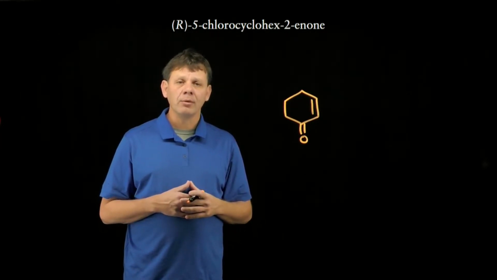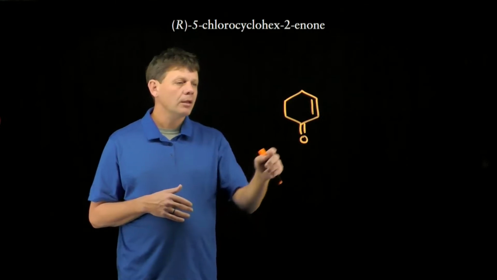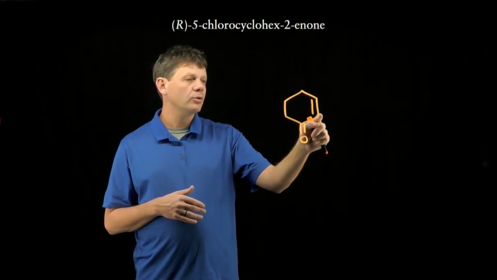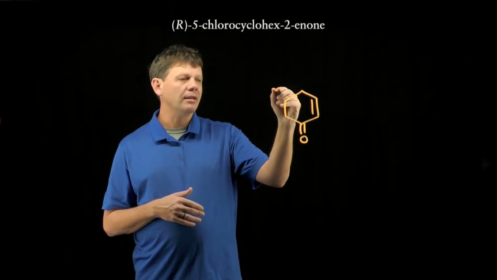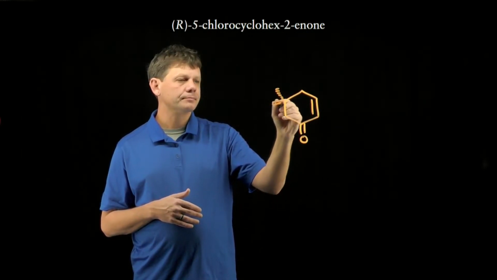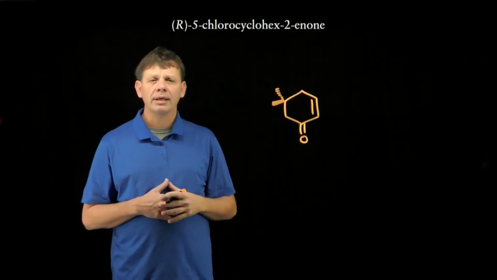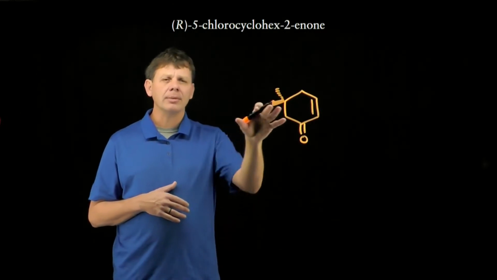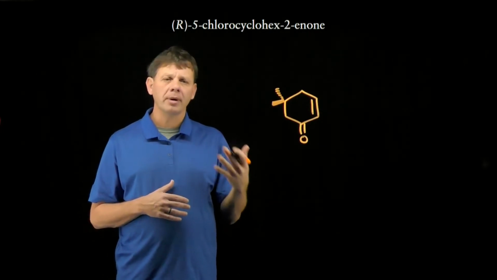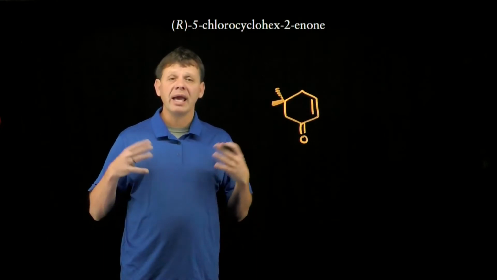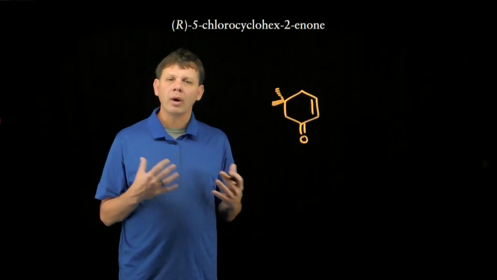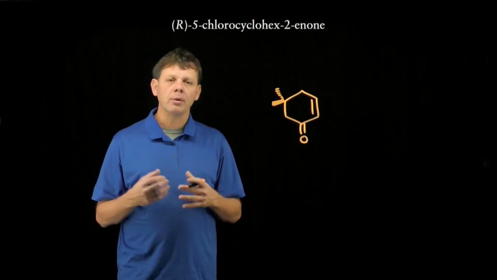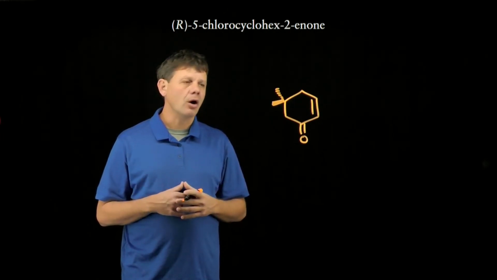All we have to do now is put in the chlorine. So we're going carbon 1, 2, 3, 4, 5. The chlorine will be at this carbon. There will be a chlorine and a hydrogen at that carbon. I've gone ahead and drawn a bold bond and a dashed bond because we have to make the stereochemistry R. And so the question is, where do we want that group to be? Where do we want the chlorine to be to make it R?